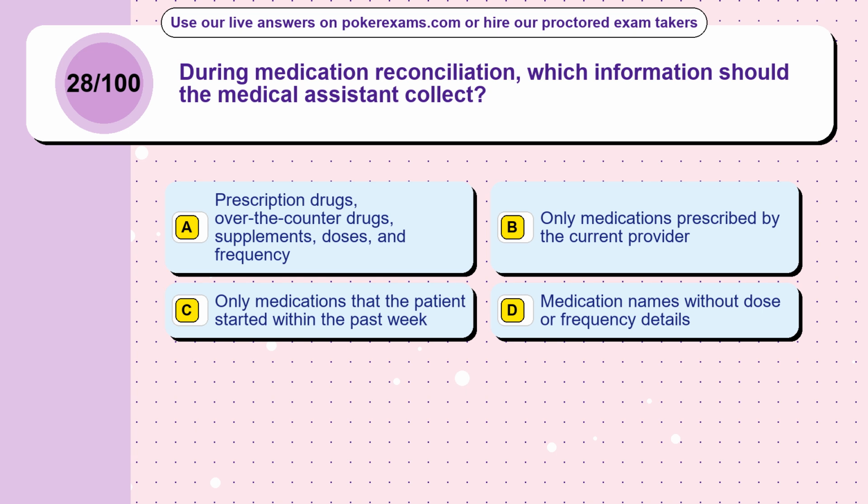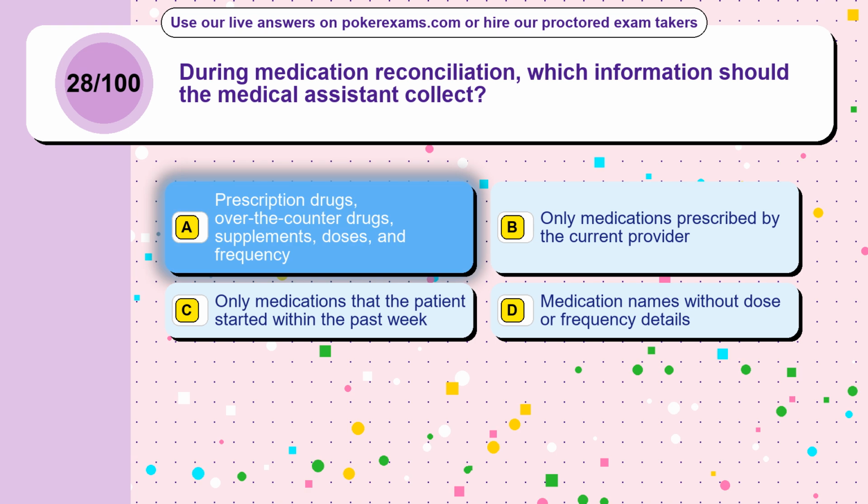Option A, prescription drugs, over-the-counter drugs, supplements, doses, and frequency. Option B, only medications prescribed by the current provider. Option C, only medications that the patient started within the past week. Option D, medication names without dose or frequency details.